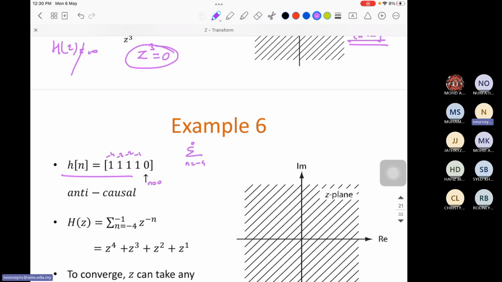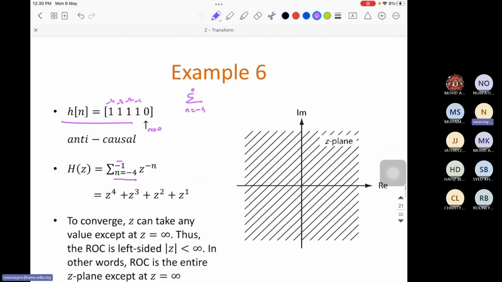So for n equal to 0, it does not exist having 0 value. So we can take our summation from -4 to -1, correct? Which is having 1 value. So H of z is written as z to the power 4 plus z to the power 3, z to the power 2 plus z to the power 1.